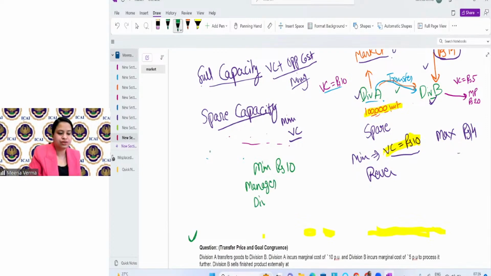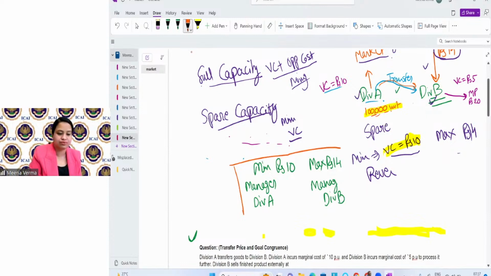This is the minimum expectation of the manager of division A. And since the manager of division B can buy the same product from the outside market, he will not pay more than 14. Maximum 14, he will not pay more than 14. So by considering these figures, you will get a range here.